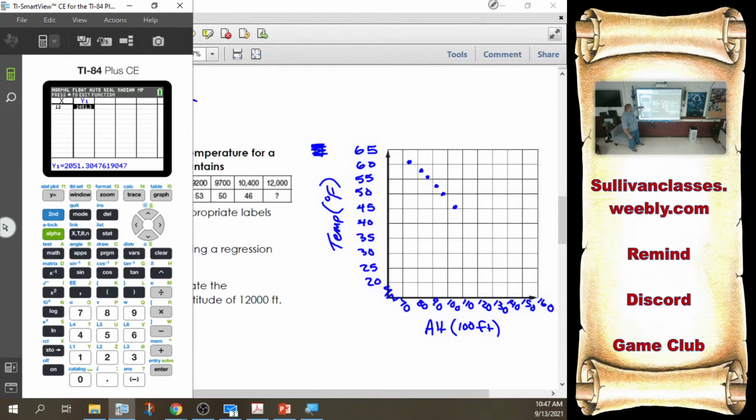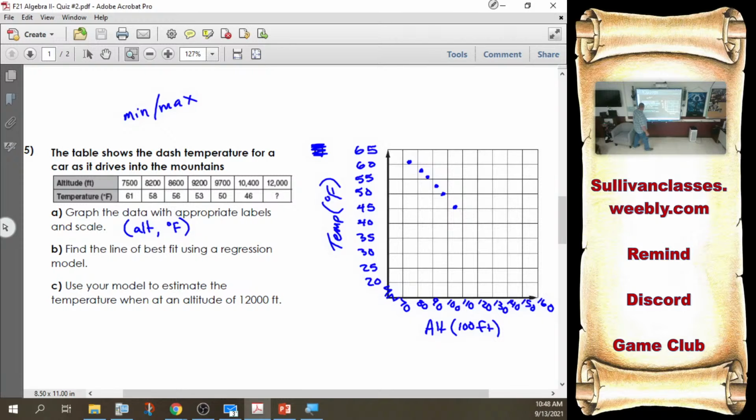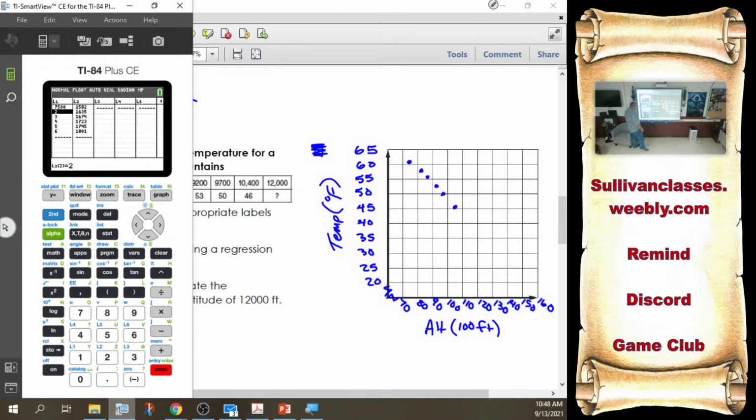We'll go to Stat. We'll go to Edit. And we'll start plugging in data. We had, what was it, 7,500? And then, oh, come on, you rats. 7, 5, 0, 0. It takes so long to type it on this laggy piece. 8,200, 8,600.